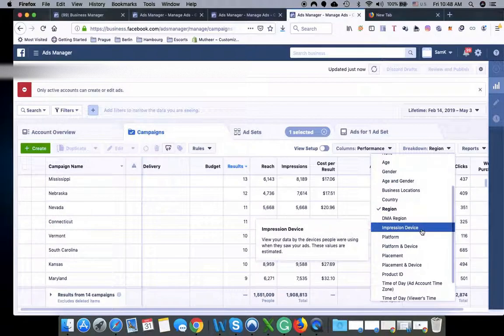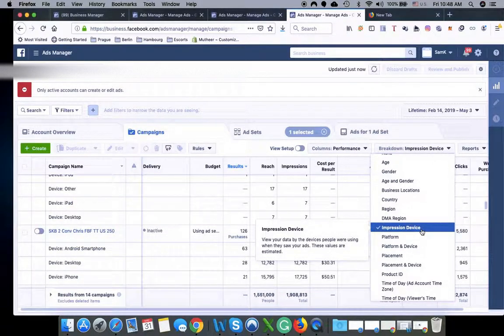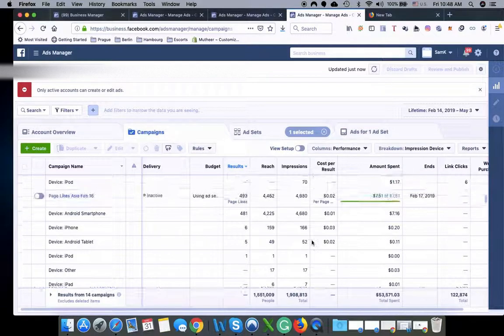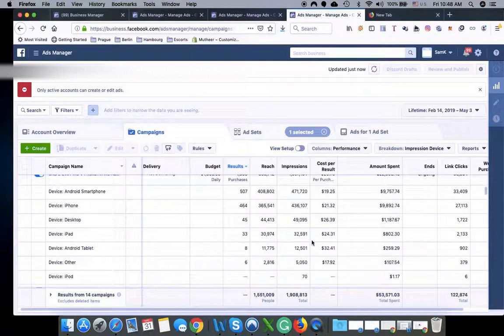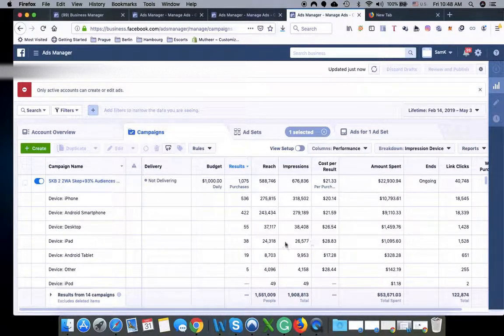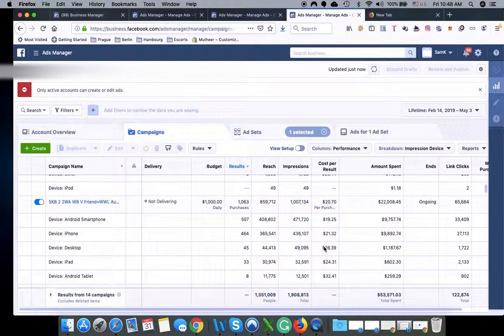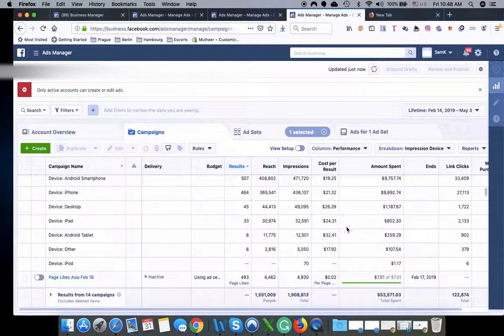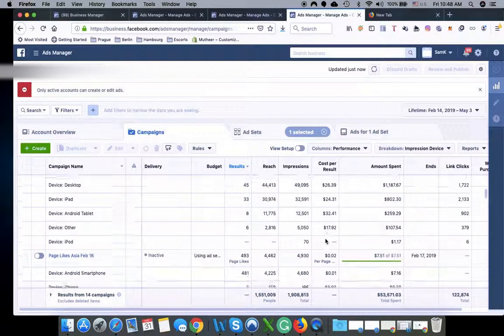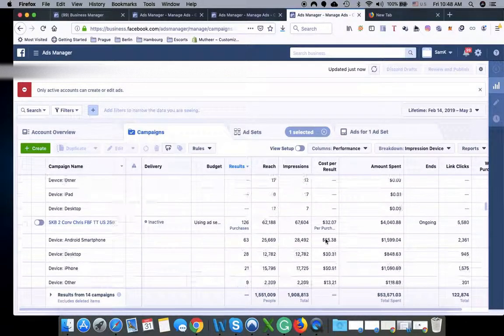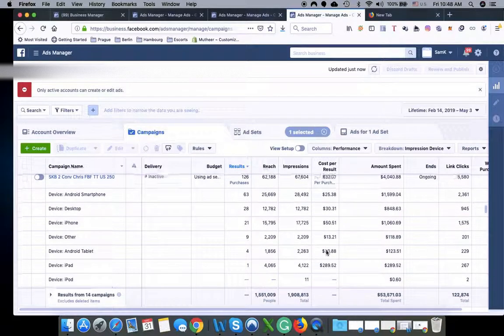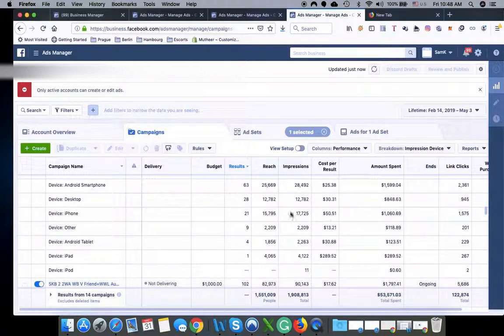The region, impression device, that's also important. So it tells you the devices and simply the same process. So go up, tells you iPhone, Android, desktop, iPad, Android. So these are all decent numbers. Let's see if anything. Yeah, Android tablet, 32. I would actually keep that. It's not too bad. Oh, 50 bucks. There you go. Definitely take that out from that campaign.